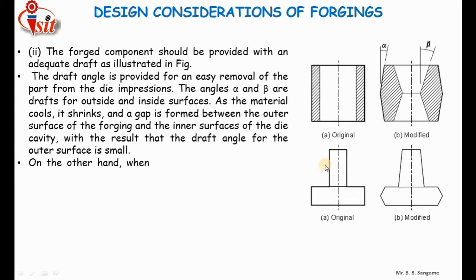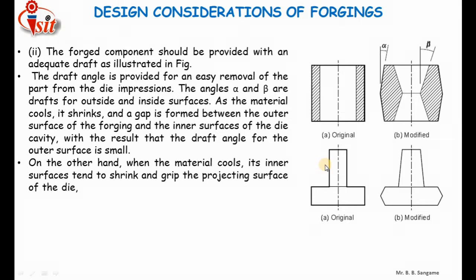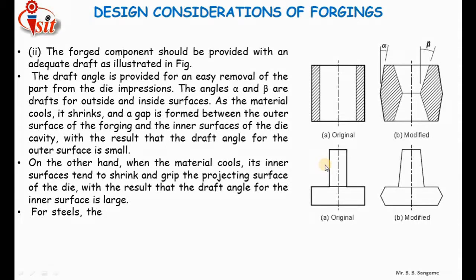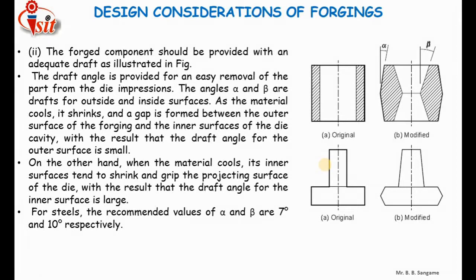As the material cools, it shrinks and a gap is formed between the outer surface of the forging and the inner surfaces of the die cavity. As a result, the draft angle for the outer surface is small. On the other hand, when the material cools, its inner surfaces tend to shrink and grip the projected surface of the die. As a result, the draft angle for the inner surfaces should be larger. For steels, the recommended values of draft angle are 7 and 10 degrees respectively.